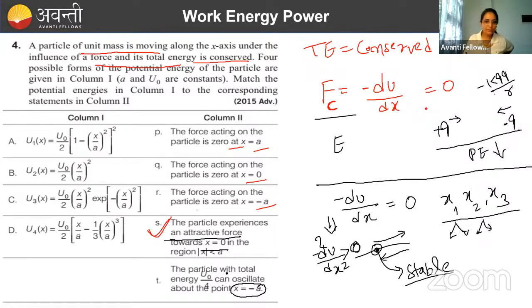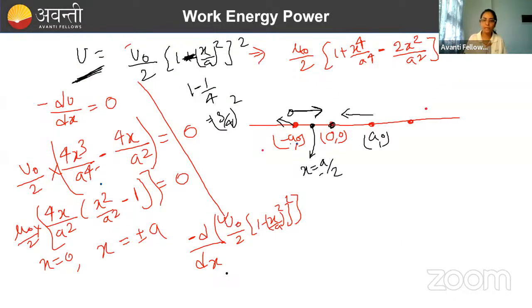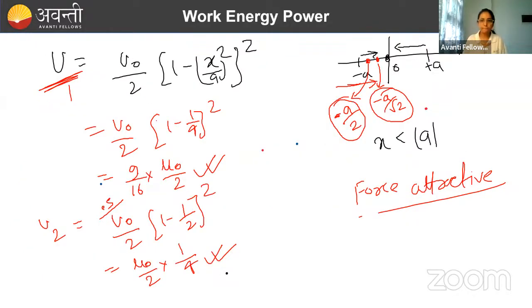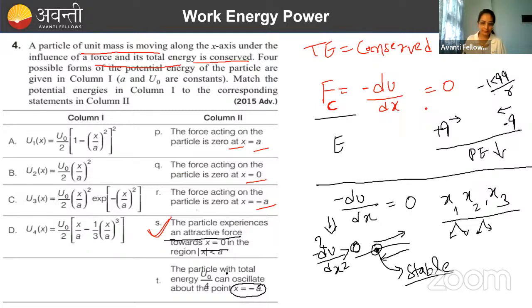Now the final question: a particle with total energy U naught by 4 can oscillate about the point x equal to minus a. So what calculation have we done? We have got equilibrium points at minus a, 0, and a. Now try to check which one of these 3 points is the case of a stable equilibrium. Can you do that? Okay, fine. So how will you do that? You can check that at the equilibrium point. You will be doing that actually.